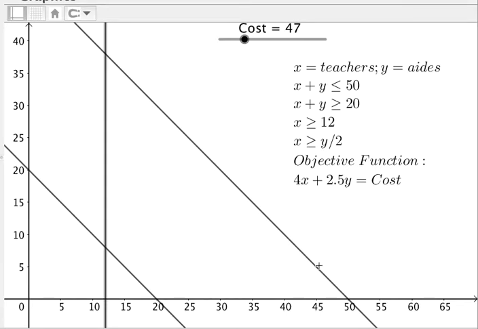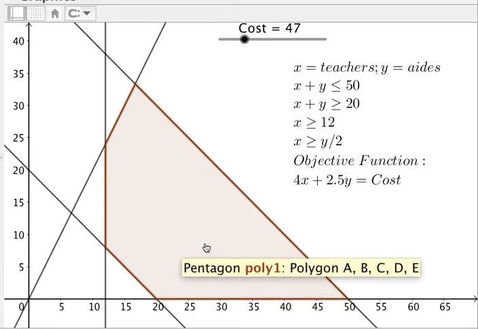So now our region is getting a little bit smaller and more clearly defined. And then we're told that the number of teachers has to be at least as great as half the number of aides. So we would say x is greater than or equal to y over 2, which means that what we'll graph is x equals y over 2, or y equals 2x. And again, because the y value has to be less, we're going to be below that. So what that gives us is this shaded region right here, and that's our feasible region.